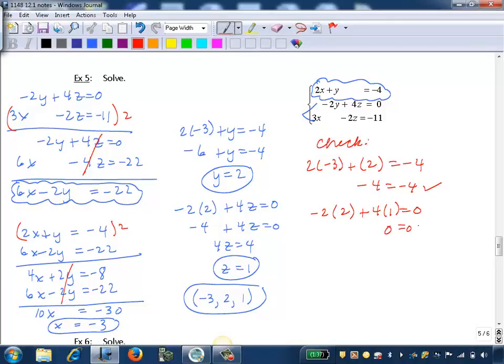And then finally the third equation, 3 times negative 3 for the x, minus 2 times 1 for the z, equals negative 11. So we've got 3 times negative 3, negative 9, minus 2 times 1 is 2, and that does give us negative 11. So negative 11 equals negative 11. So we have verified that our ordered triplet, negative 3, 2, 1, is the solution to this system.